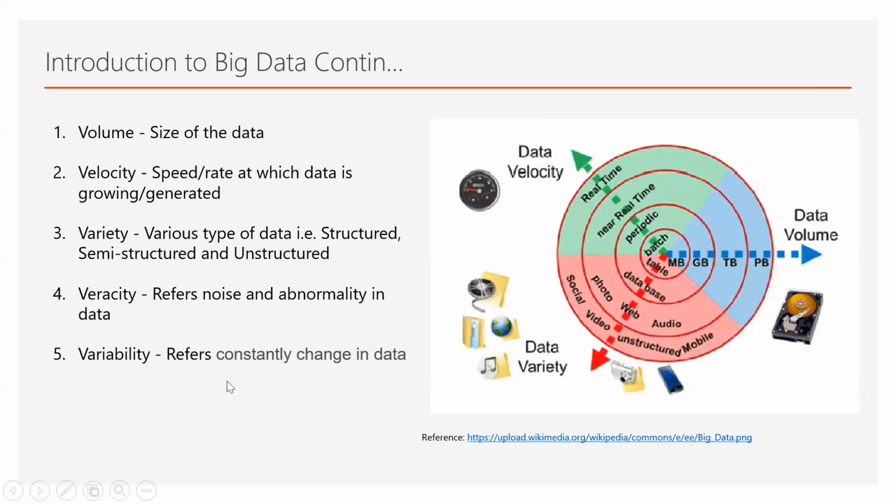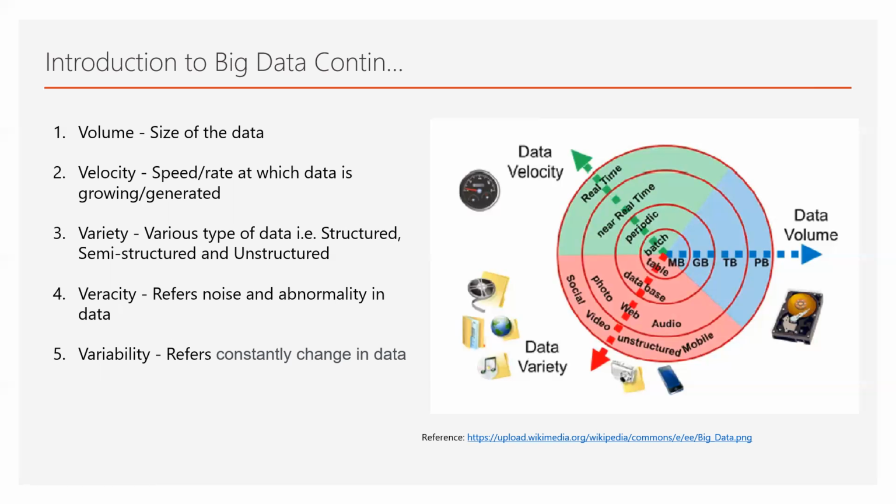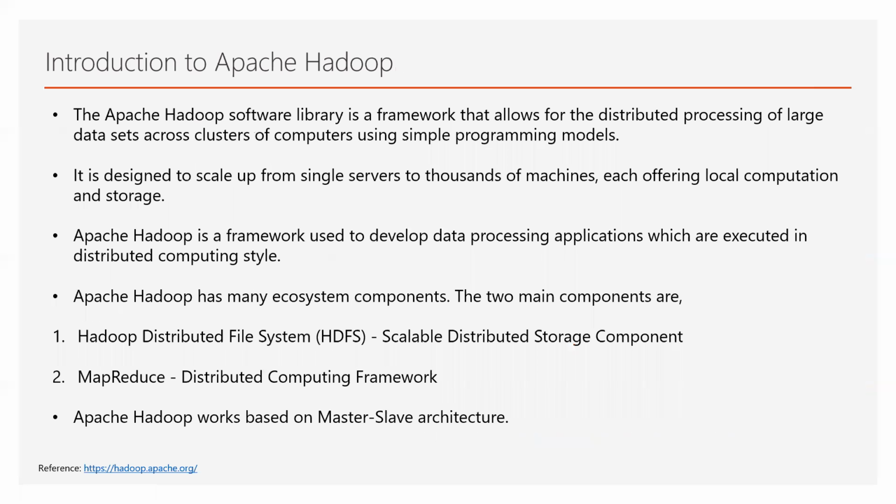There is another characteristic called variability, which refers to constant change in your data. So big data is available, getting generated from different areas. How do you process it? If you want to process big data, there are different tool stacks available.